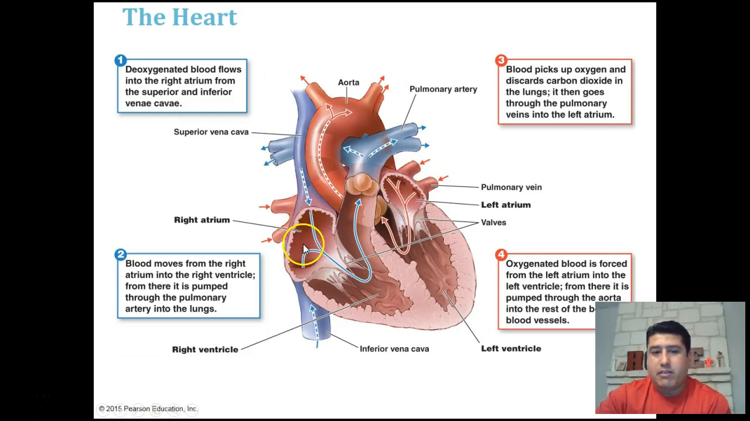The right atrium receives blood from the entire body. That's systemic circulation. But the left atrium receives blood from the lungs. That's pulmonary circulation. Okay, so this blood now is oxygen rich. The two atria contract at the same time. This time, blood from the left atrium is pumped into the left ventricle, and then the two ventricles contract almost immediately after the two atria contract.